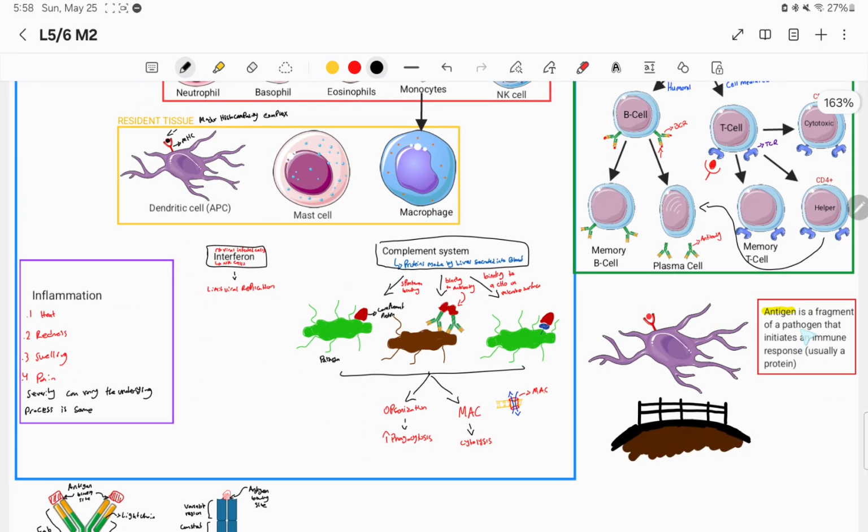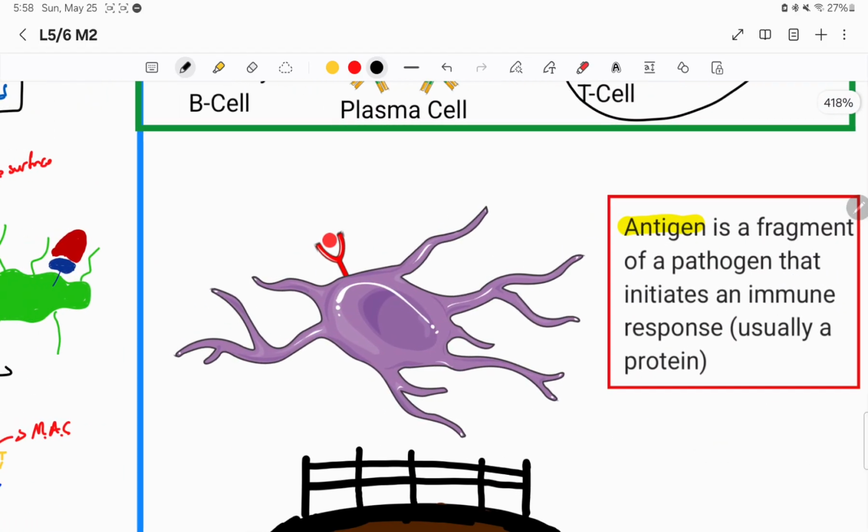Now, what is an antigen? Again, we've described it many times, but here is a formal definition. An antigen is a fragment of a pathogen or any foreign substance that initiates an immune response against itself. It's usually a protein, but it can be other things.